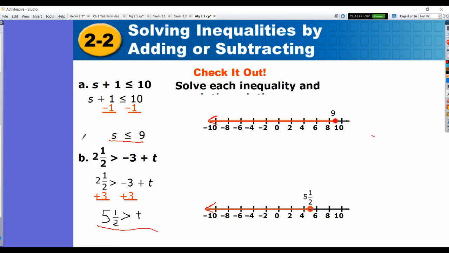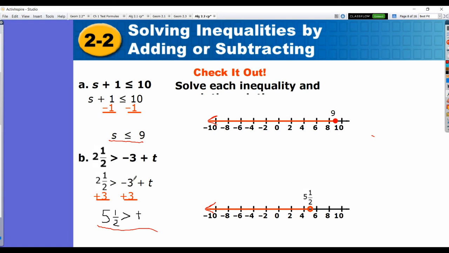Okay, so now we want to show that on a graph. So put in a filled in circle on 9 because it has the equal to part. So you want a filled in circle, and you're showing that S is everything smaller than 9 because S is on the smaller side. All right, problem B had some fractions to do, but still just a one-step algebra problem.